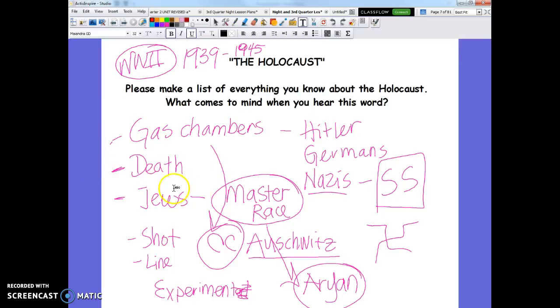So gas chambers and death and Jews, the master race, people being shot, Auschwitz, experimental stuff, the Aryan race, the Nazis, the Germans, Hitler, SS. There's my swastika that I tried to draw, the German symbol that I obviously could not draw, World War II, the years that it happened. So this was just a brainstorm, and what was cool is seeing how much you guys already knew about the Holocaust, and it just sets the scene for what we're going to talk about. So, brainstorm, add some words to your notes if you need to.